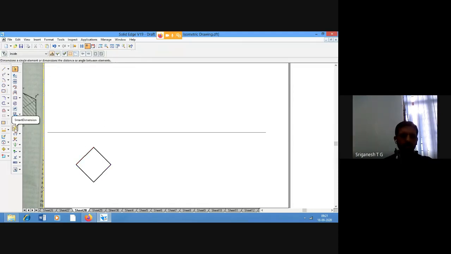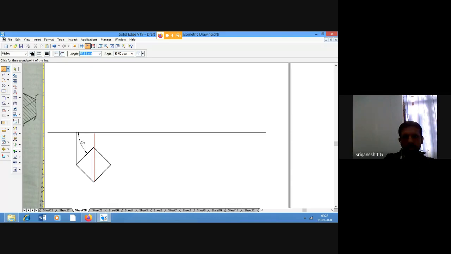Okay, now just measure this angle. Let me show you. See, at 45 degrees with respect to the XY line. Okay, right? So draw the projection lines from every corner. Okay, now draw the front view for this. Height is going to be how much? What is the height of the cube? 30 mm. Okay, 90 degrees.